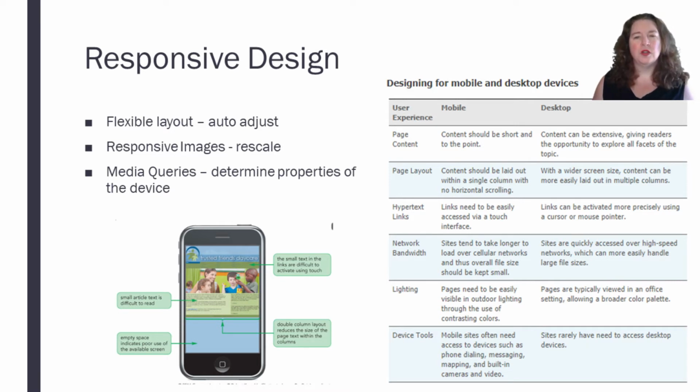In your layout, you want a cell phone to be in a single column where you don't have to do any horizontal scrolling. With a desktop, it's fine. It doesn't even faze you to be able to scroll or move things around. So remember, with the desktop, the real estate you have to use is a lot bigger. Your links need to be easy no matter what, but with a desktop, you can do them with a cursor or a mouse pointer, whereas with a cell phone, they have to be done with a touch interface. You need them to be able to react with that.